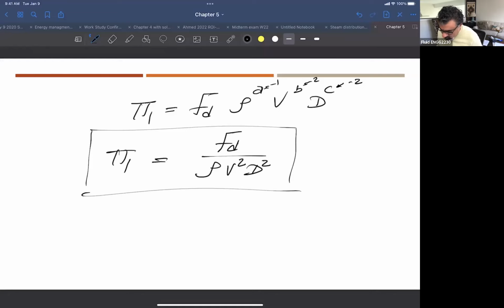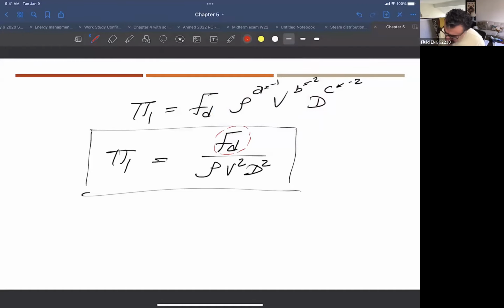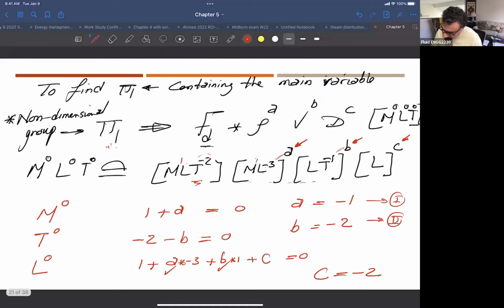Yeah, okay. So now how to find out pi 2? Yeah, the rest, right? Because now we have pi 1 including the main variable. We agree on that. This is the main variable. Now we already take rho, V, D.